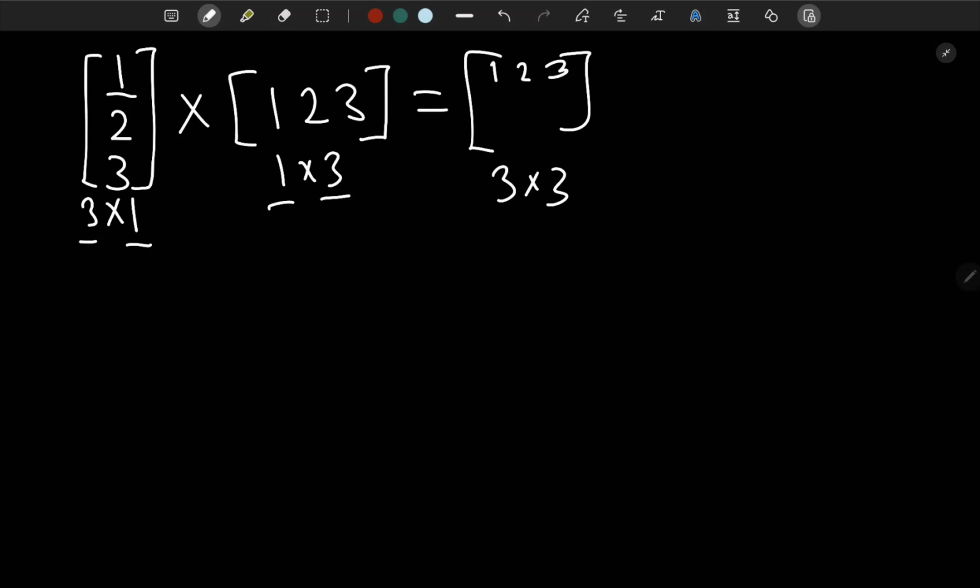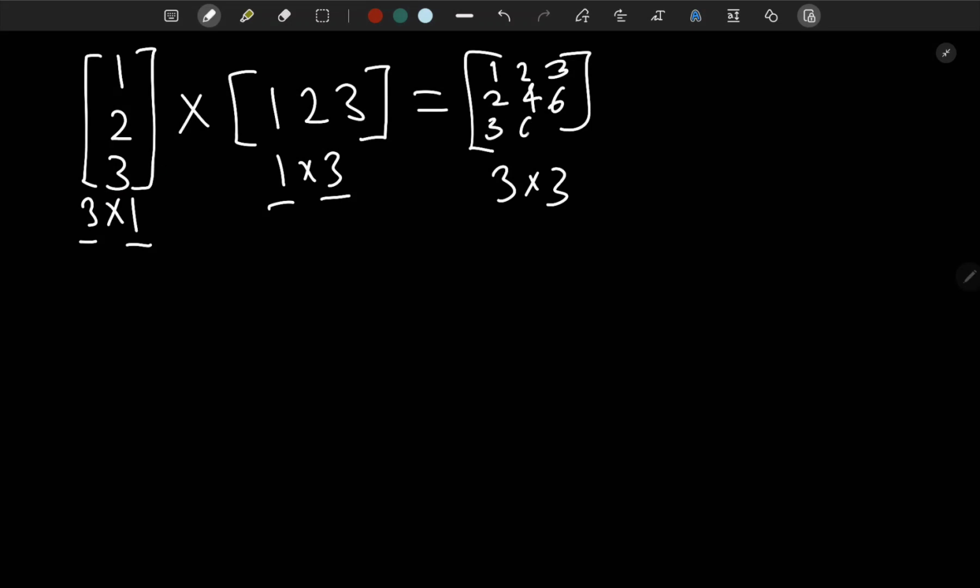Now moving on, we will move on to the second row. Second row, first element is 2 times the first column, so you'll get 2 here. Moving on, 2 by 2 again, so 4. And then 2 by 3, 6. Moving on to the third row now. The third row, first column is 3.